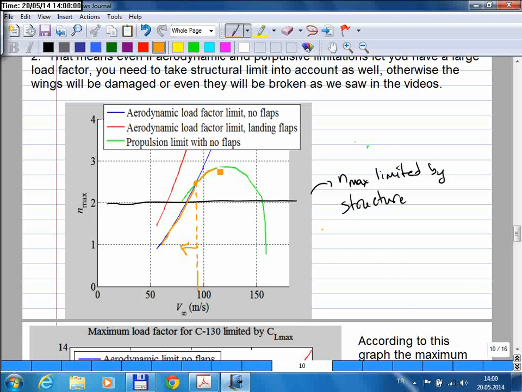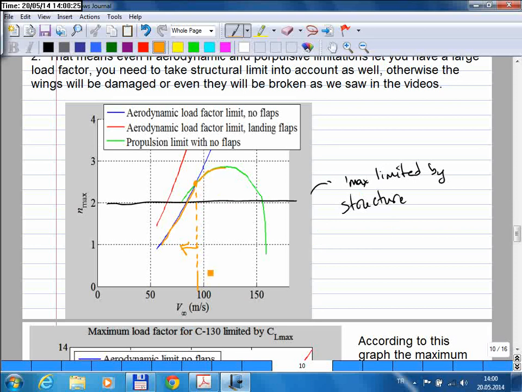So if I ask you to find the maximum load factor an aircraft can have, you need to check all 3 limits and then give the answer based on that. If you just check the propulsion limit, and if it seems to be okay, you can't say that this is a safe number, because if the wings are not strong enough, the aircraft will not be able to safely perform that maneuver.